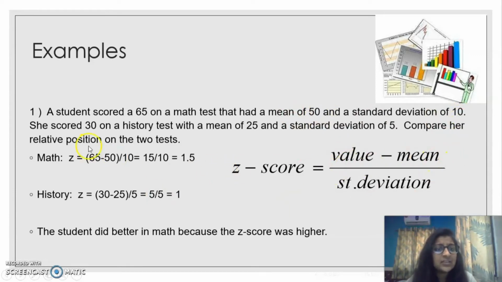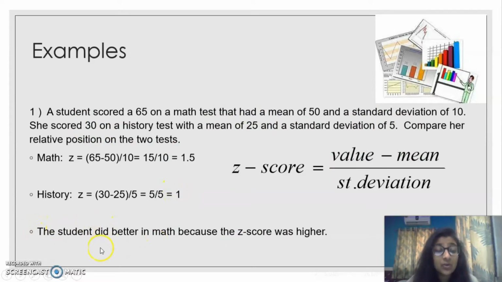Value minus mean. 65 is your value, 50 is your mean, divided by the standard deviation. So here comes your answer. 1.5 is your z-score. Now remember, 1.5 is your z-score. Apply the same formula for the second one, the history test. 30 will be your value, 25 is your mean, 5 is your standard deviation, and 1 is the z-score.